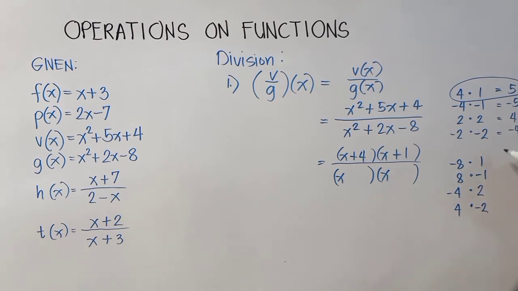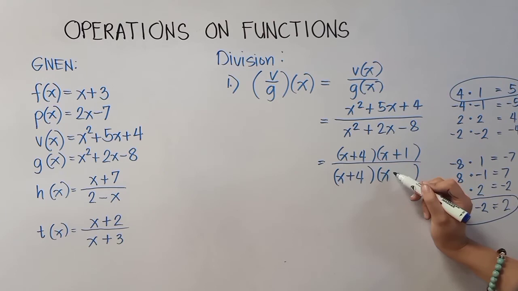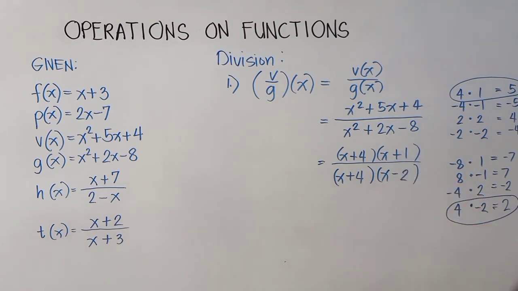This time we will add up all of the factors. Our goal is to get positive 2, which is the middle term of our denominator. So we have here, negative 8 plus 1 is negative 7. 8 plus negative 1 is positive 7. Negative 4 plus 2 is negative 2. And 4 plus negative 2 is positive 2. And these are the factors that we need. So we have here x plus 4 and then x minus 2.